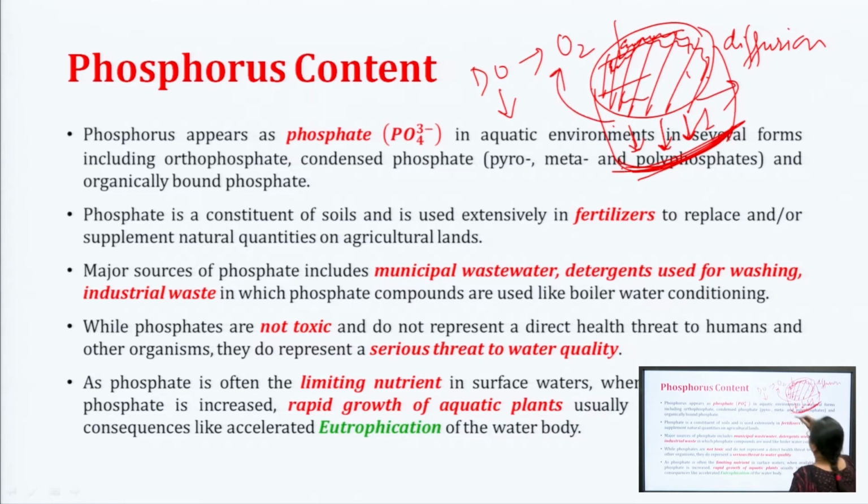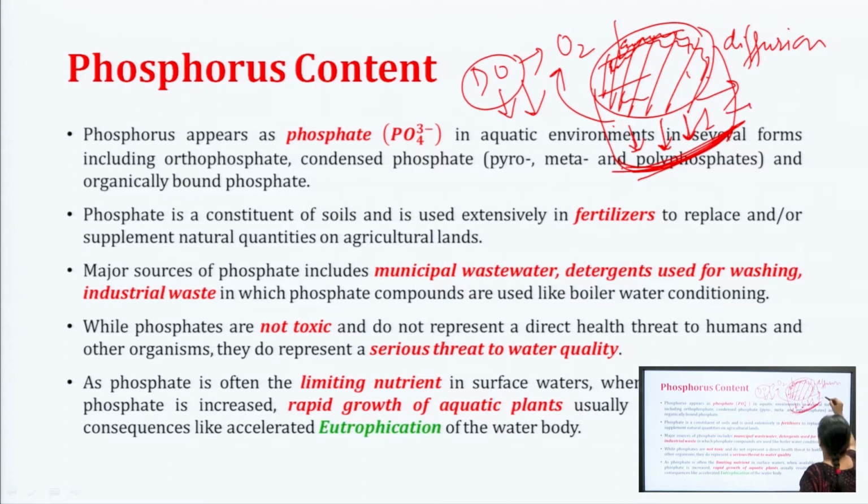So, further decreasing the DO. DO will decrease because first of all diffusion of oxygen from the atmosphere is going to decrease. Another thing is the amount of oxygen used for degradation of organic matter will also increase. So, the DO level will become very low.